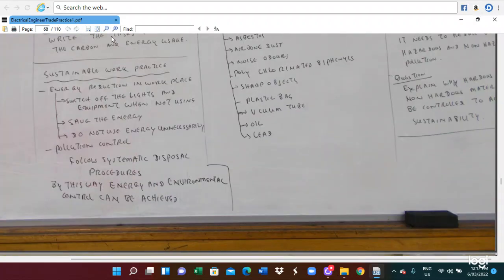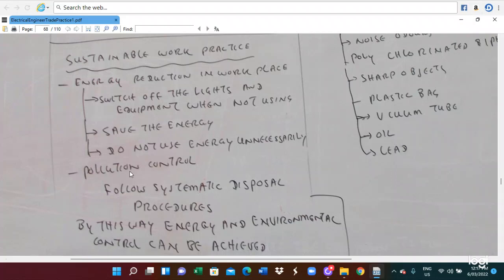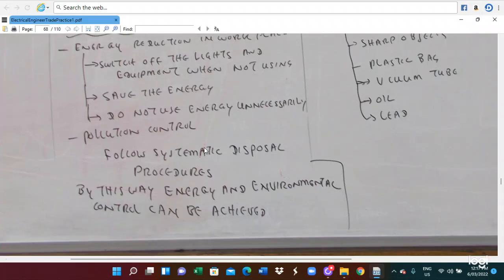So we also have to follow the sustainable workplace procedure. In this case, energy reduction in the workplace. So we have to reduce the energy by switching off the light and the equipment when not using. We have to save the energy and not use the energy unnecessarily. We have to apply the appropriate pollution control procedure. We have to follow the appropriate systematic disposal procedure. By this way, energy and environment control can be achieved.